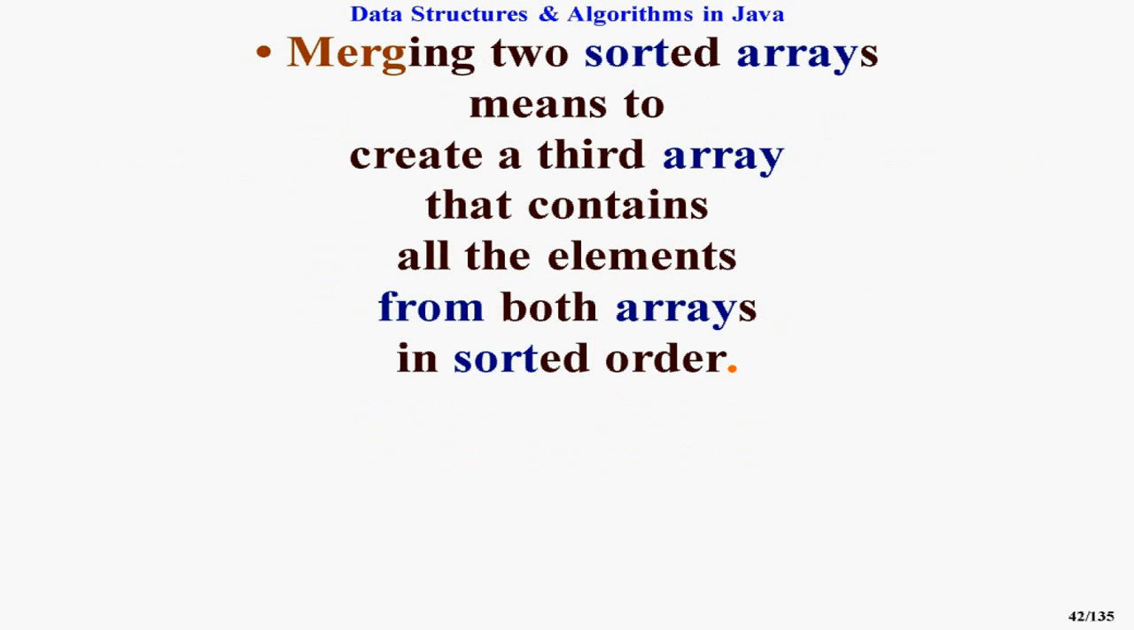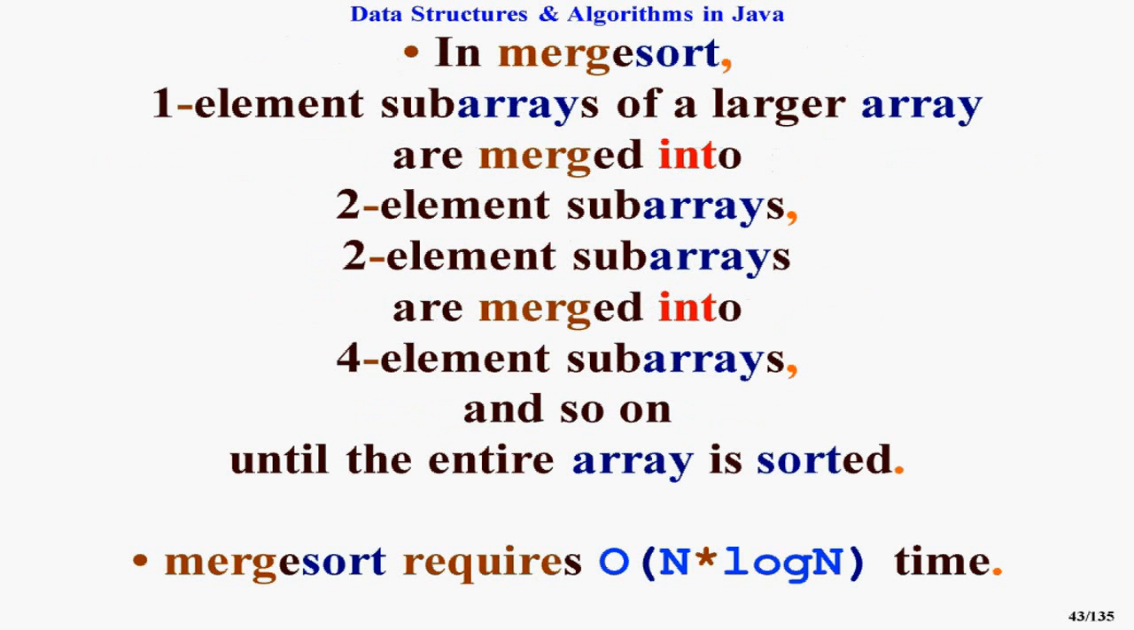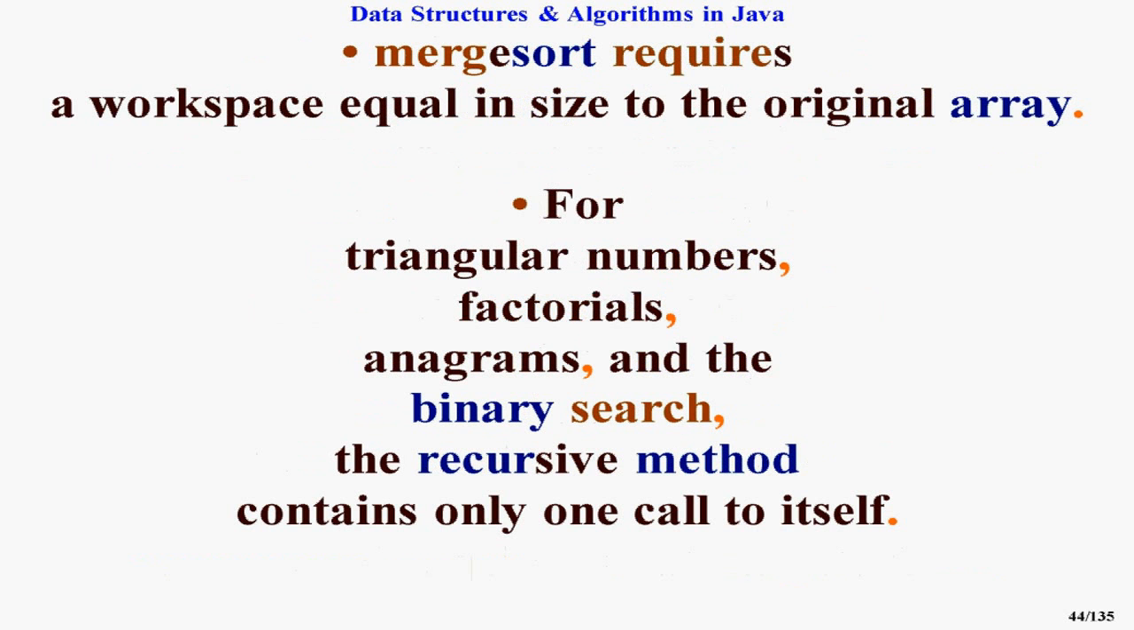Merging 2 sorted arrays means to create a third array that contains all the elements from both arrays in sorted order. In mergesort, 1-element subarrays of a larger array are merged into 2-element subarrays. 2-element subarrays are merged into 4-element subarrays, and so on until the entire array is sorted. Mergesort requires O(n log n) time. Mergesort requires a workspace equal in size to the original array.